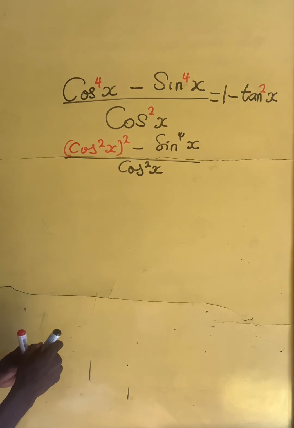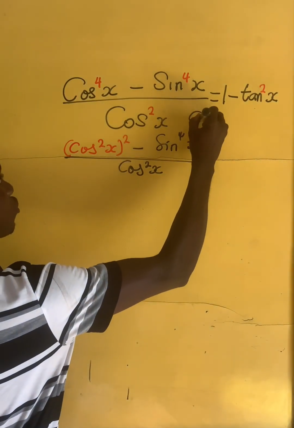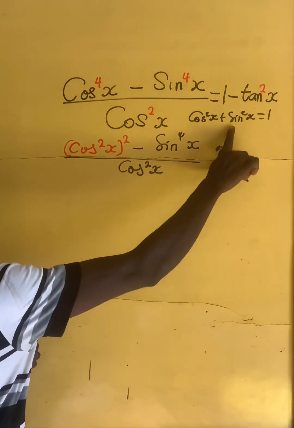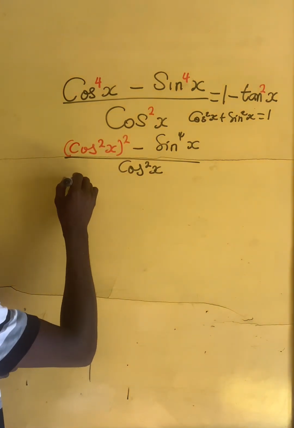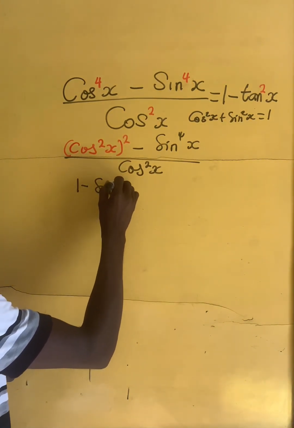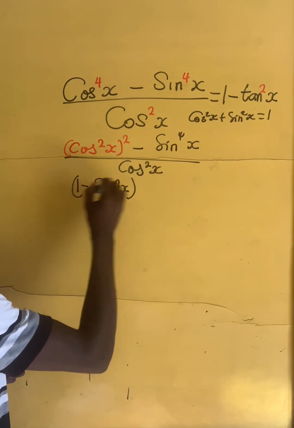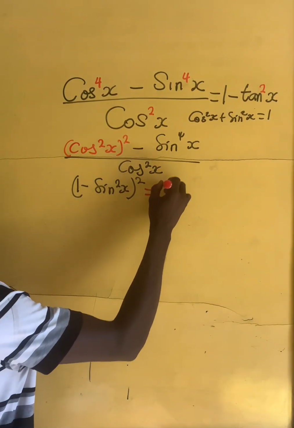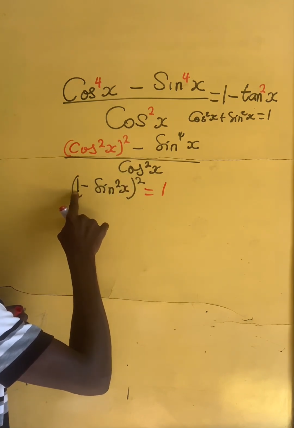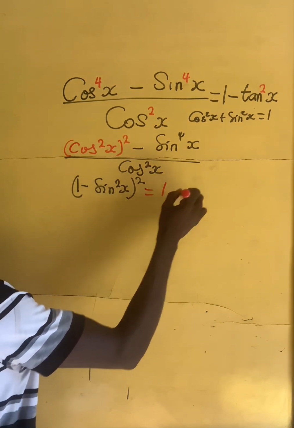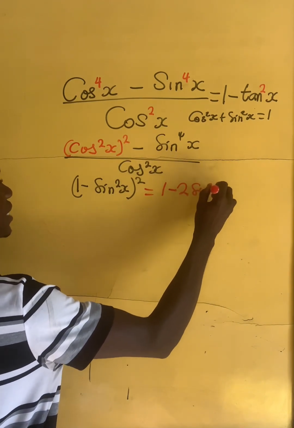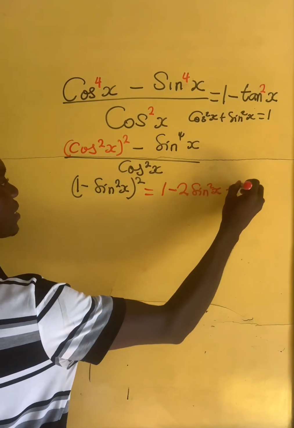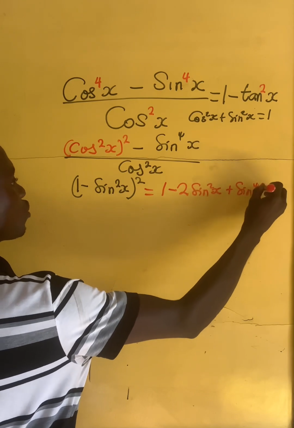Now, from the trigonometric identity, cosine squared x plus sine squared x equals 1. We have that cosine squared x equals 1 minus sine squared x. Then we square this. Now this is the same as 1 squared, which is 1. Then we take 2 times 1, that is 2, times negative sine squared of x, this is minus 2 sine squared of x. Then minus sine squared of x, squared, gives plus sine power 4 of x.